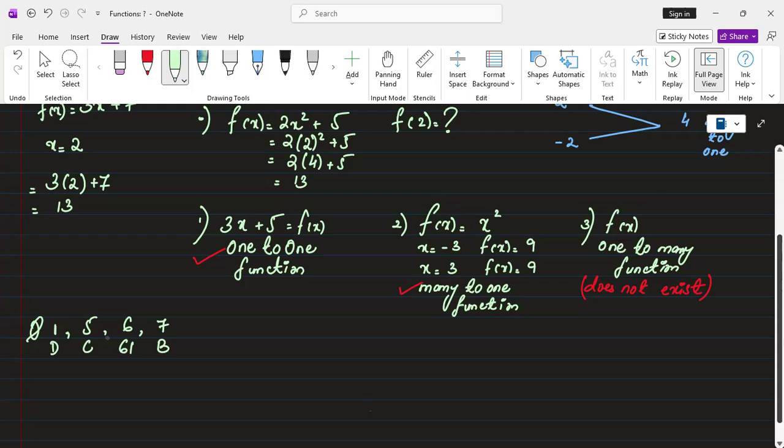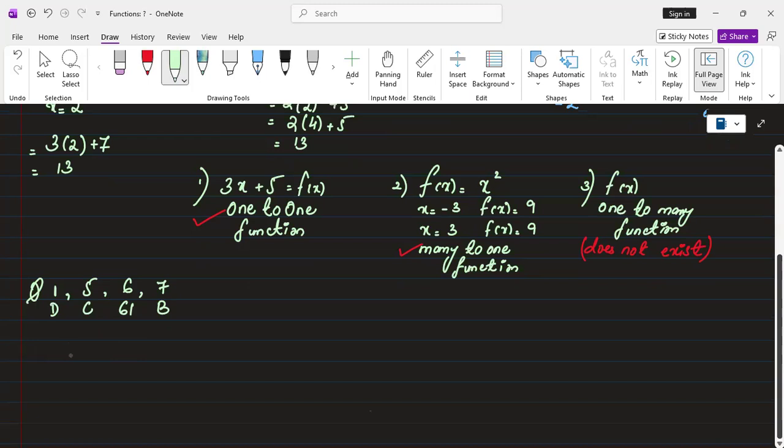So now let's talk about some composite functions. Now, what is a composite function? For example, if a function is f(x) = 2x + 7, and there's a function g(x) = 2x² + 5, and now you need to find out the value of f(g(3)). So what is the correct approach to solve this question?